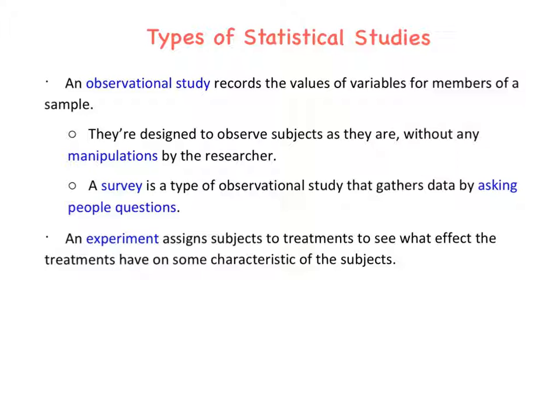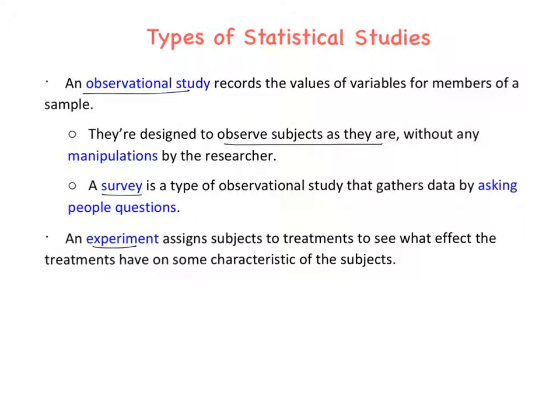Okay, so the types of statistical studies that we're going to talk about are observational studies, surveys, and experiments. So technically an observational study is really a larger category. This would just be something where you're recording something for the people in your sample. So in an observational study, you're usually just observing subjects as they are, and you're not manipulating them, meaning you're not changing anything about them, you're not putting them in a certain setting, you're just observing them.